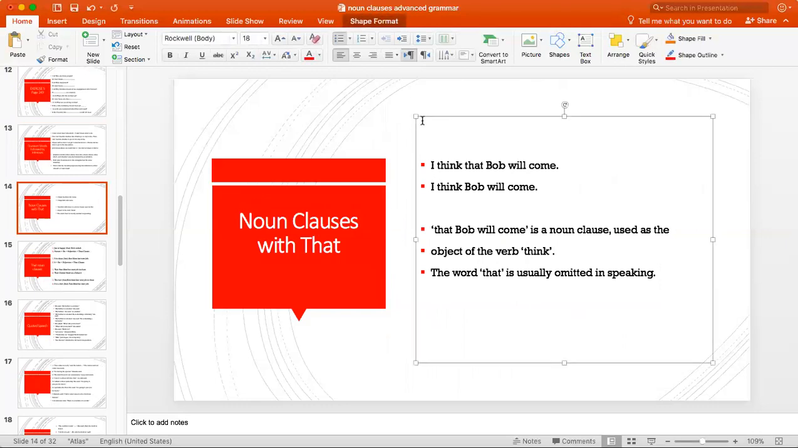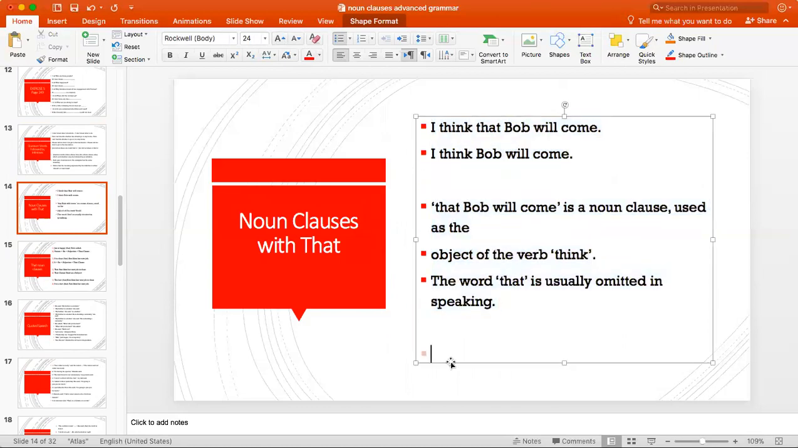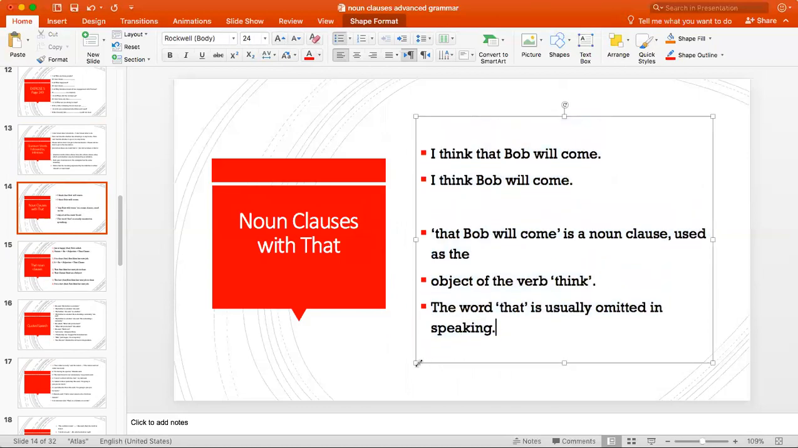Now, a very interesting thing in terms of sentence variety is starting your clauses with "that," especially at the beginning of sentences. We'll see this in a bit. Basically, we could say Bob will come. That's a simple sentence. I think that Bob will come is a complex sentence. That Bob will come is a noun clause starting with "that."